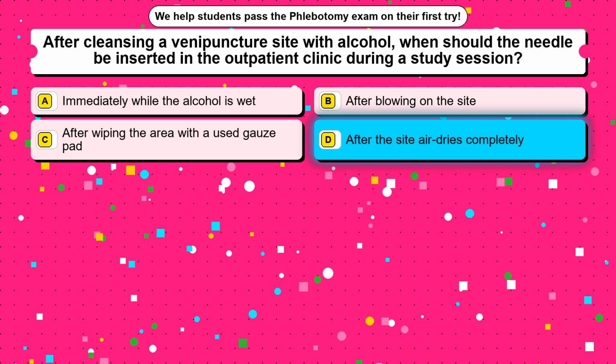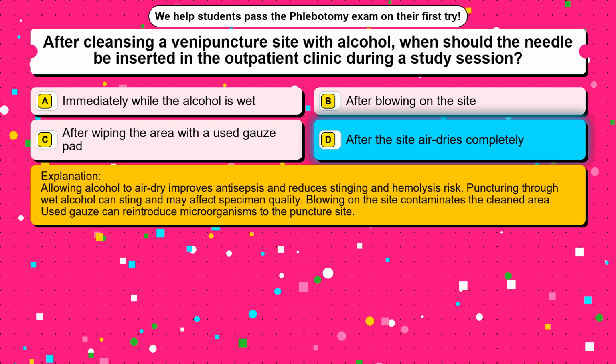The correct answer is option D. After the site air dries completely. Allowing alcohol to air dry improves antisepsis and reduces stinging and hemolysis risk. Puncturing through wet alcohol can sting and may affect specimen quality. Blowing on the site contaminates the cleaned area. Used gauze can reintroduce microorganisms to the puncture site.